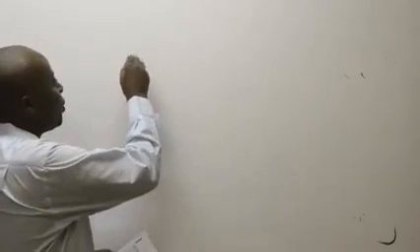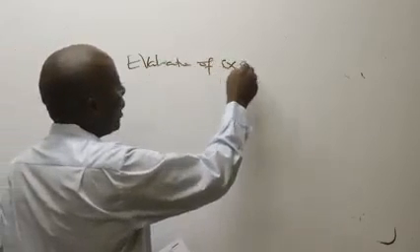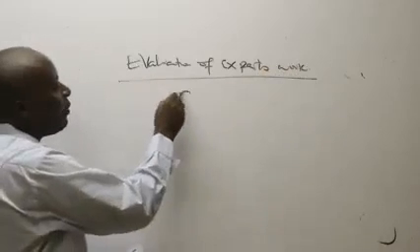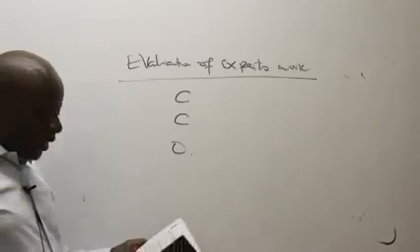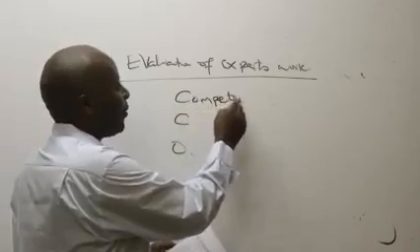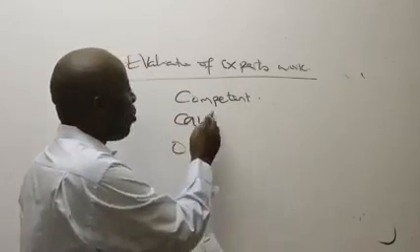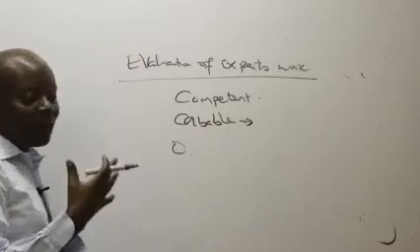Surely people have it. So when we talk of evaluation of experts' work, there are so many things I need to consider, but I'll never forget the CCO. I will never forget the CCO. Is this person competent? Is the person capable? Does he have that capacity? He could be competent, but he doesn't have capacity.